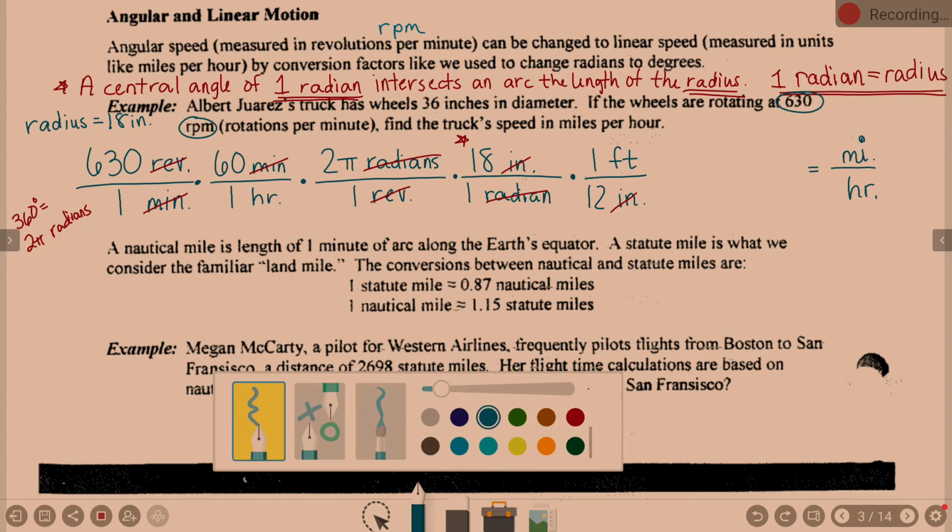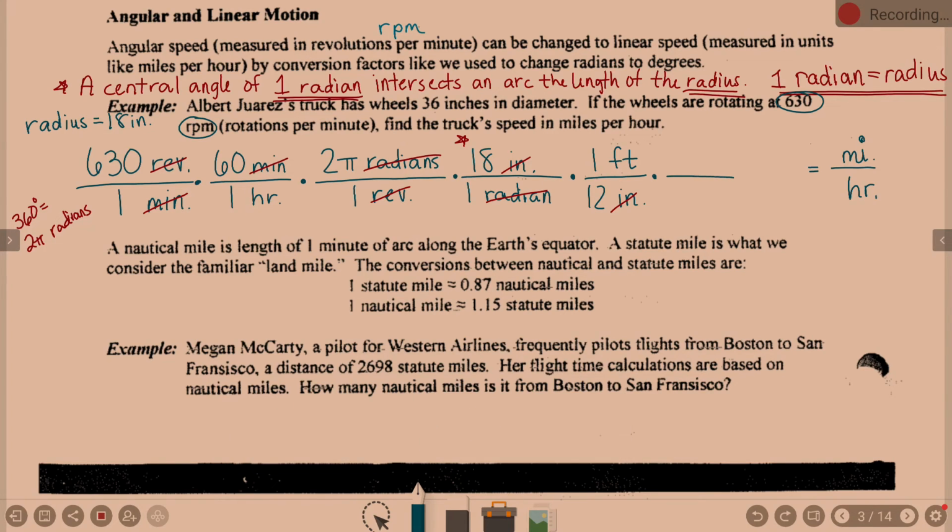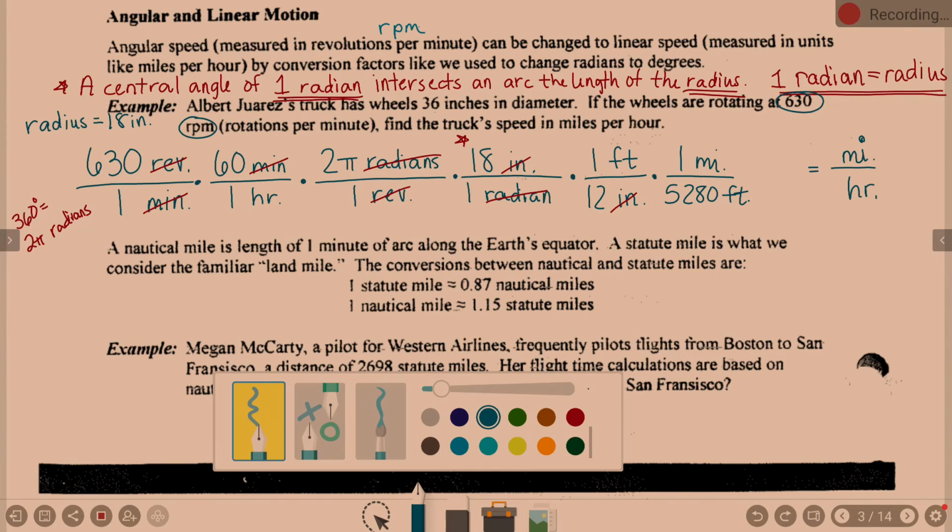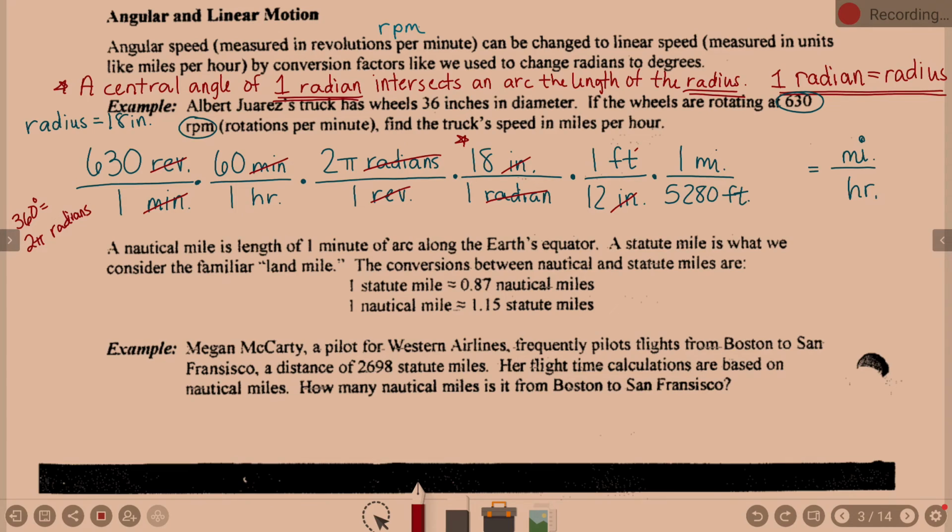Now, if I stop now, I'm at feet per hour. I don't want feet per hour. How many feet in a mile? So 1 mile is 5,280 feet. Learn it, know it. Okay, so now my feet cancel. And where are we at? Miles per hour. What was my goal? Miles per hour. Now, you still have one more challenge to get the right answer.